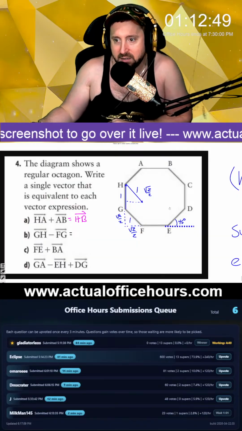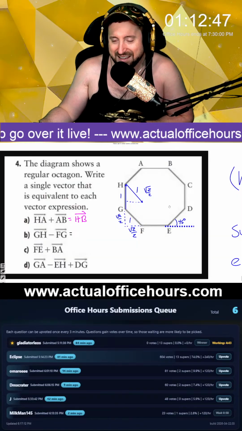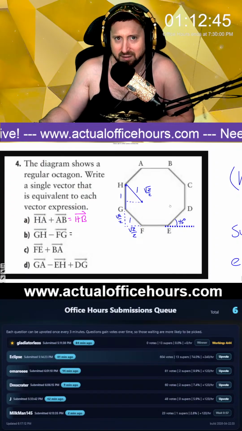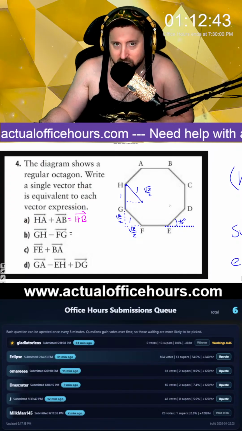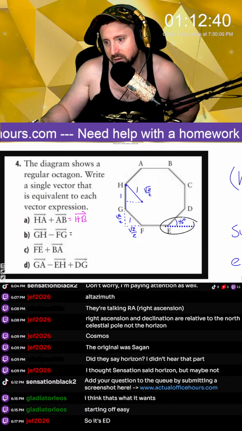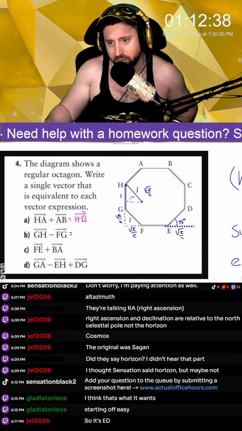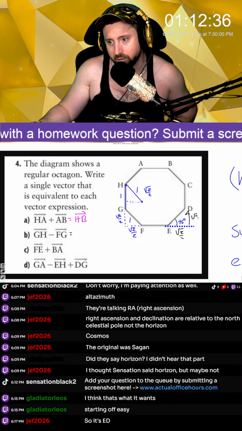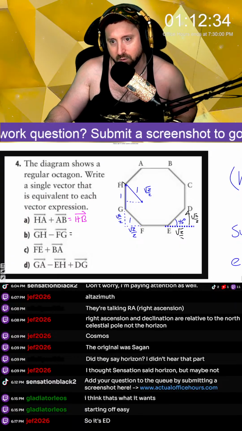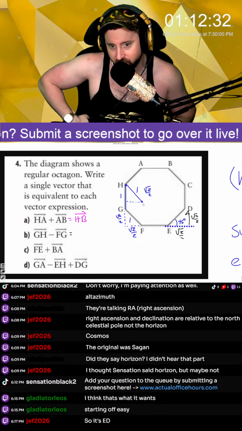So it's ED? Is it? Wait, Jeff, why are you saying it's ED? ED is square root of 2 over 2. I agree with that. But then this is square root of 2 over 2 up. This is going to be 1 minus square root of 2 over 2, right, Jeff?